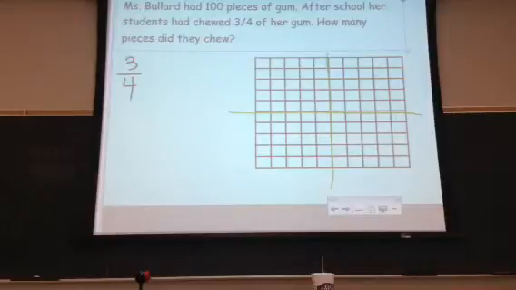Okay, so this top left is 1/4, bottom left is 1/4, our top right is 1/4, and our bottom right is 1/4. And remember that each 4th equals 25. Okay, so now we have our equal size parts. Now we need to go back to our word problem and find out our numerator. And it is 3. So we need to select 3 equal size parts.